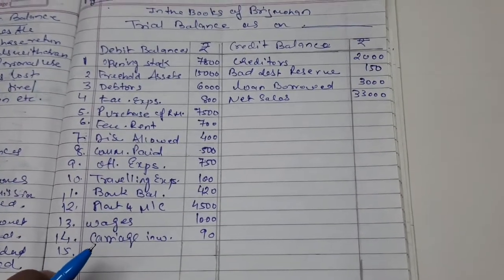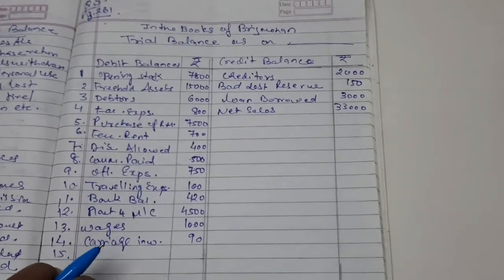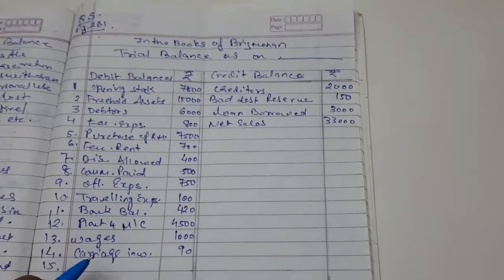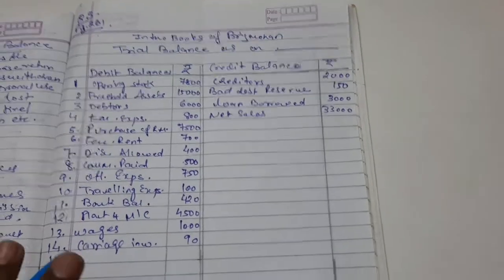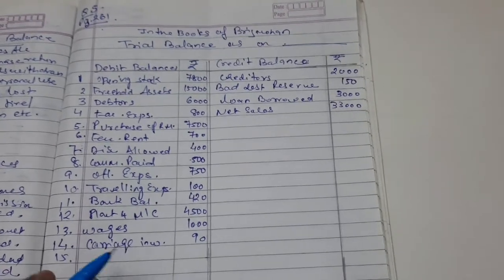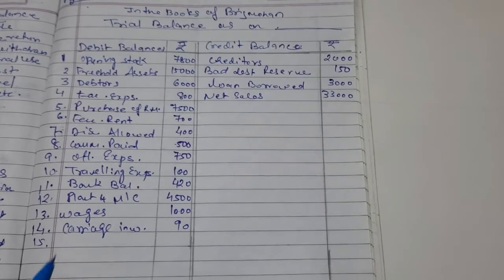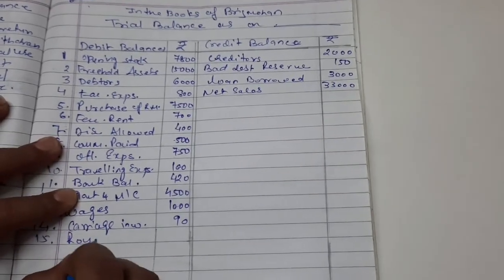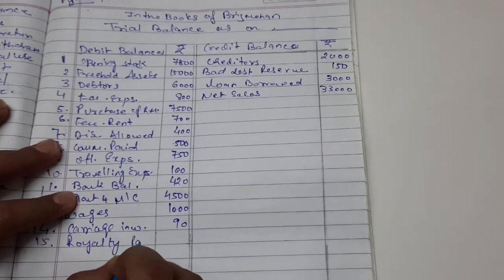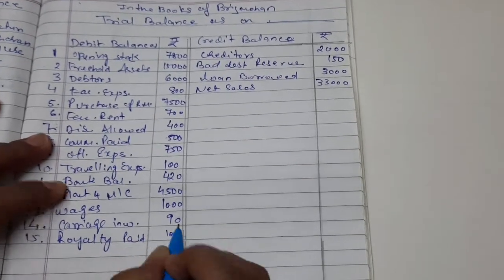Next will be royalty. Royalty, when nothing is given, it is to be assumed that it is royalty paid and not royalty received. If royalty received is given, it will be specifically mentioned. If nothing is specifically mentioned, then we have to assume that it is royalty paid, and royalty paid is an expense, and expense always has a debit balance. Royalty paid is 100 rupees.